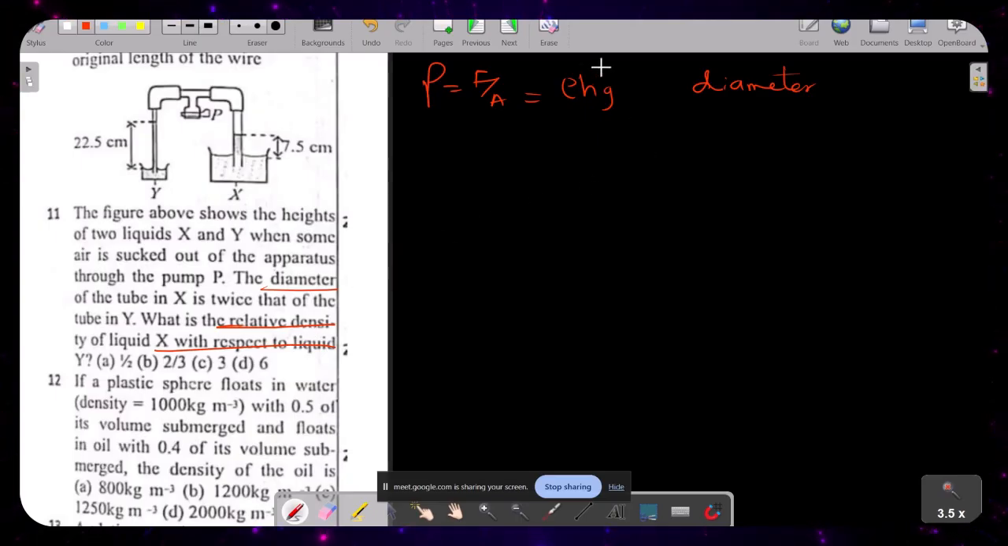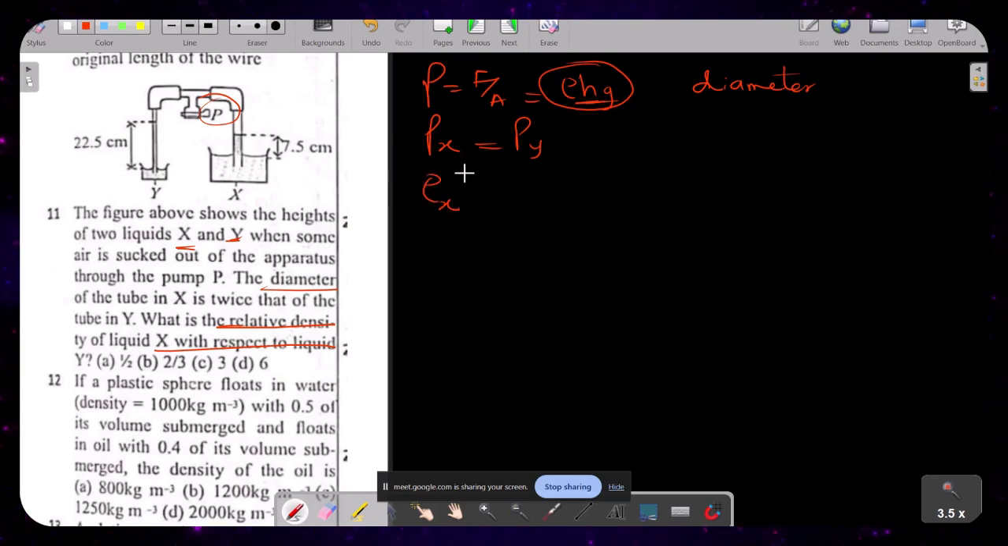So how do you get that? Remember what I told you. Because X and Y are being pumped out through P, they will have the same pressure. So pressure at X equals pressure at Y. Pressure is density times height times g, so density of X times height of X times g equals density of Y times height of Y times g.